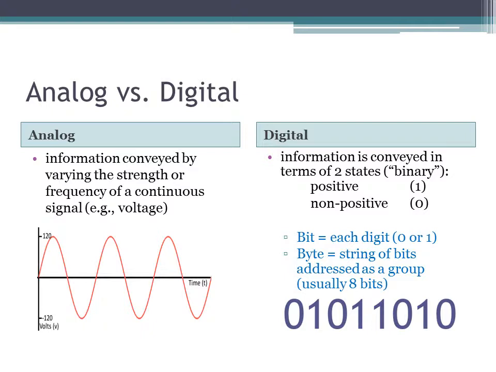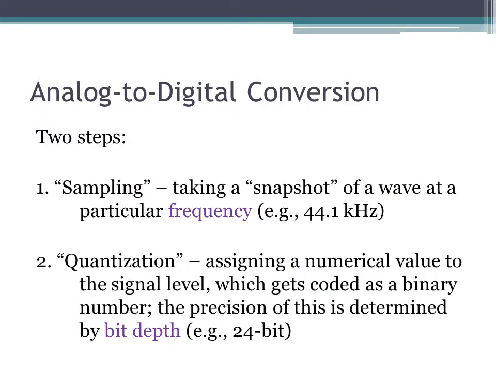So a bit is each one of these digits, 0 or 1. And a byte is a string of these bits that are addressed together as a group, usually an 8-bit byte, such as this here. So there are two important steps in analog to digital conversion. There's more to it than this, but these are the two important things that are happening.